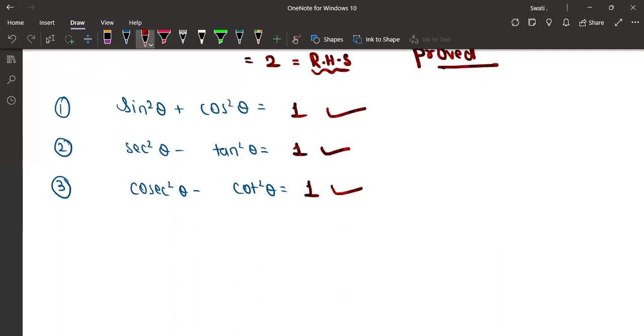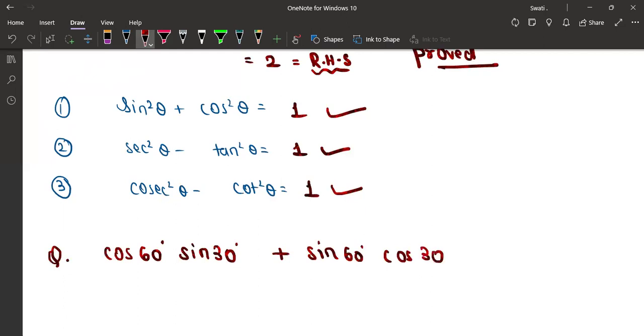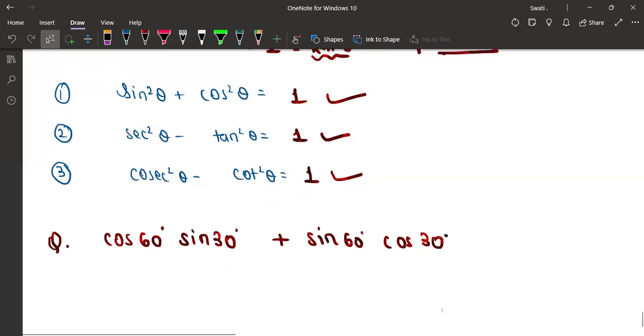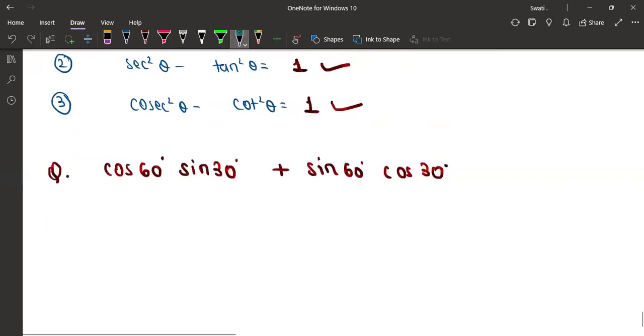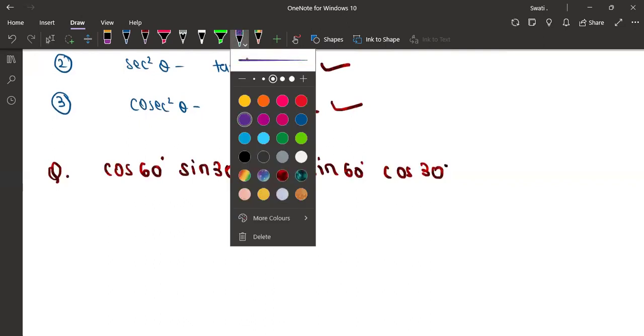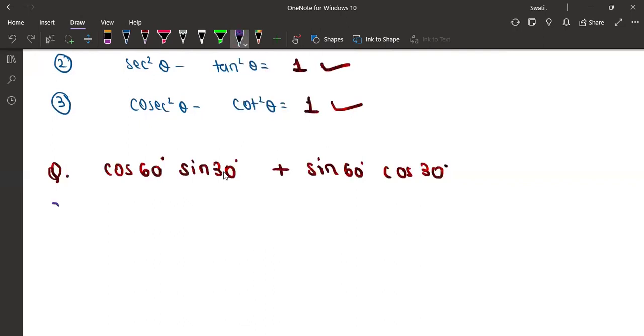Let's go to the next question. So your question is find cos 60 into sine 30 degrees, of course, plus sine 60 degrees into cos 30 degrees. Now, this question is one of the questions that has come in the board exam also, and it is very simple and very straightforward. So, you know what to do. You just have to look at your table and give me the answer as quickly as possible. So, tell me, let's start. Of course, here you have to find, so you'll start with the solution.